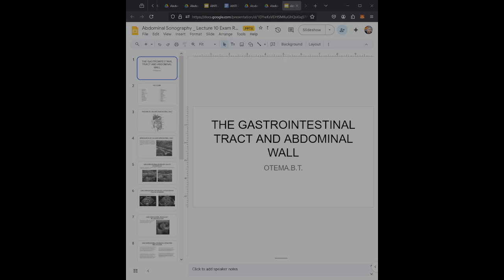So today we're going to go over the gastrointestinal tract and the abdominal wall. Now it's important to understand that sonography may not always be the modality of choice for detection of all GIT abnormalities, but it does provide a non-invasive, non-ionizing diagnostic instrument. We will go over the GIT structures and how we analyze them.